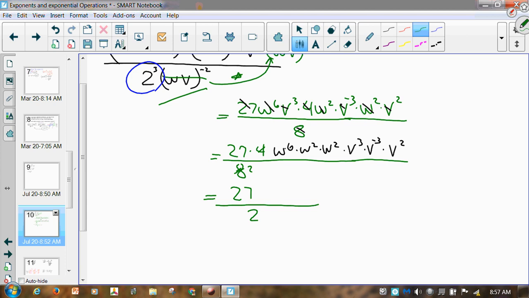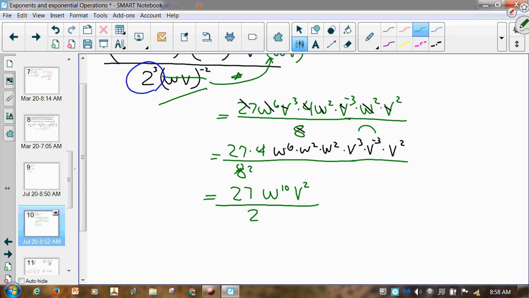W to the 6 times W squared again is 6 plus 2, which is W to the 8th... W to the 10th. All right. And then what do we got? We got V to the positive 3 plus a minus 3, that goes to 0, plus 2. And so I've got V squared left over, because these two guys cancel out, right? And there's my final answer.